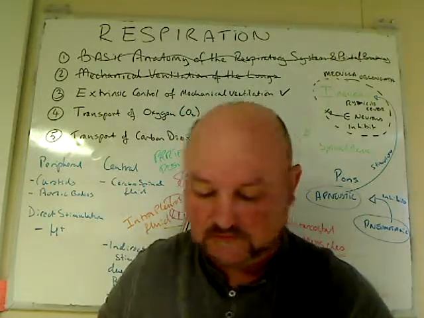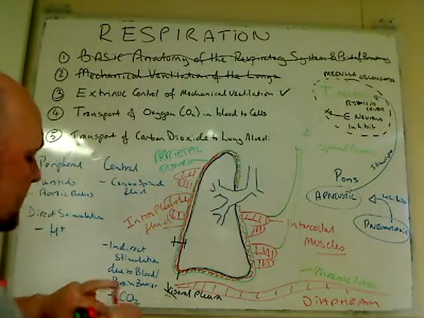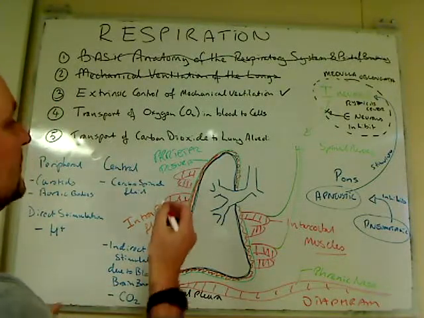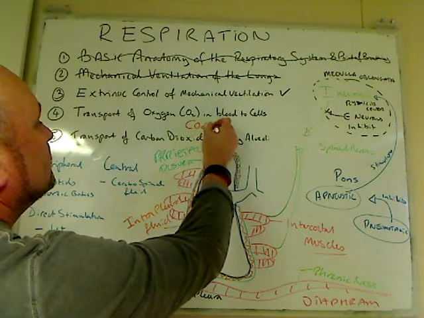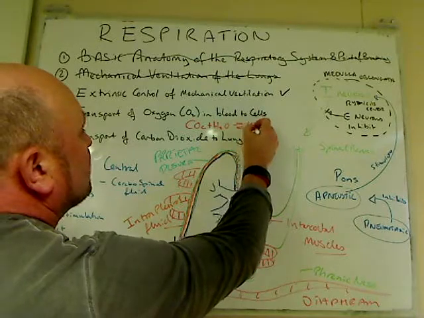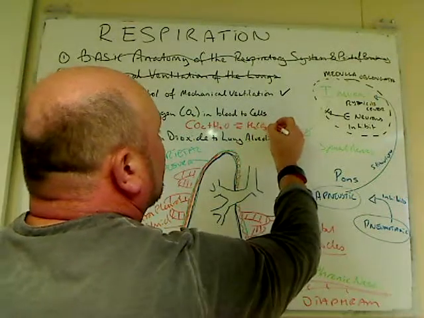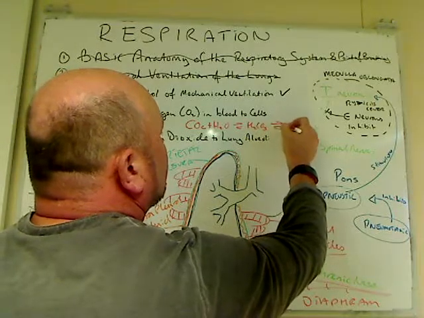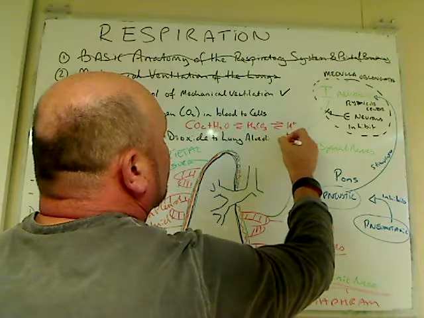Well, let's remind ourselves of the equation, if I can find somewhere to stick it. I'm going to stick it up here. CO2 plus water goes to H2CO3, and that can dissociate into hydrogen ion and bicarbonate.